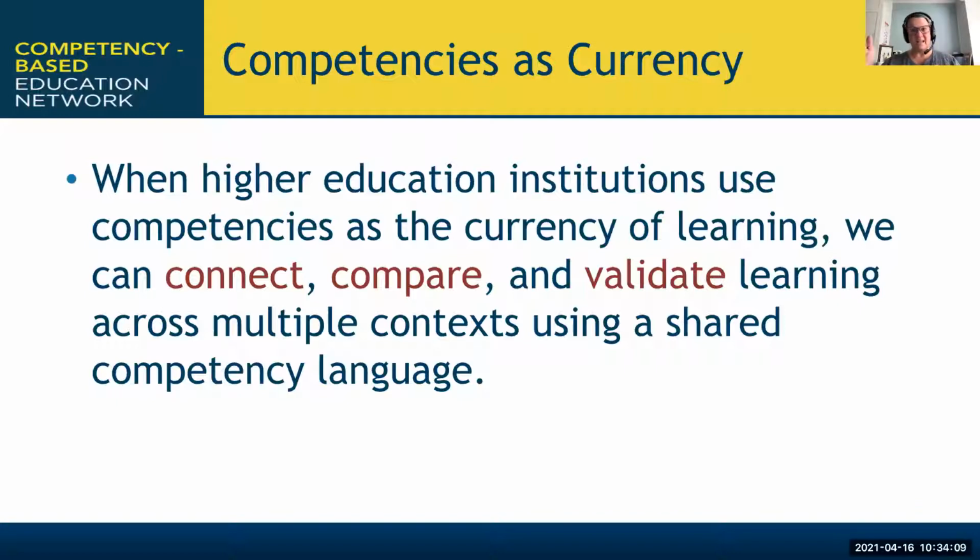Can I validate that if somebody got this competency or learned this competency in a non-higher ed classroom, they in fact can do it? Sure. That's kind of what the future of prior learning assessment looks like. So for us, competencies is that big undergirder. It's the thing we need in order to really unleash the future of education and to align it to the future of work. Go ahead, next slide.